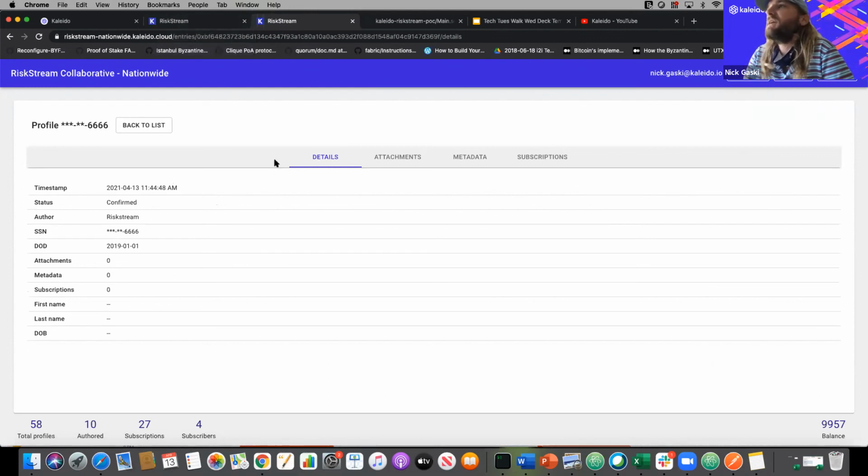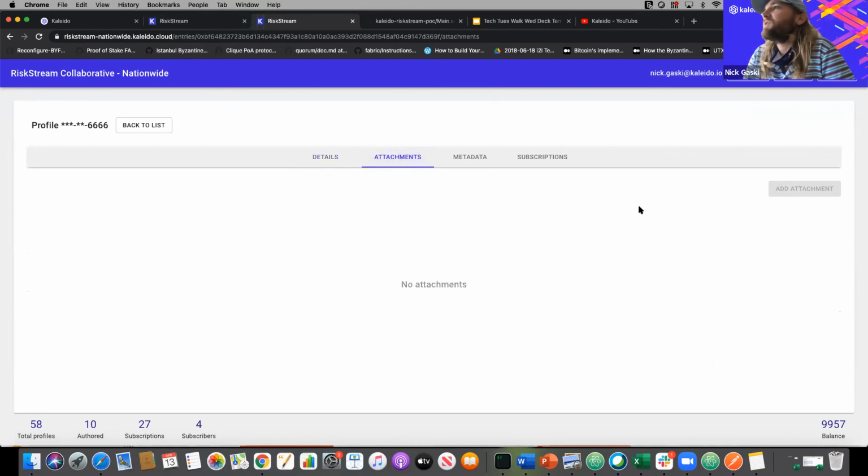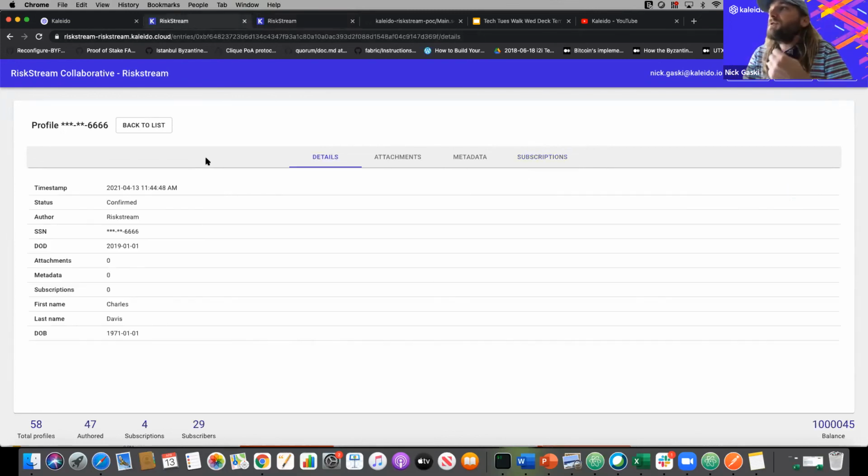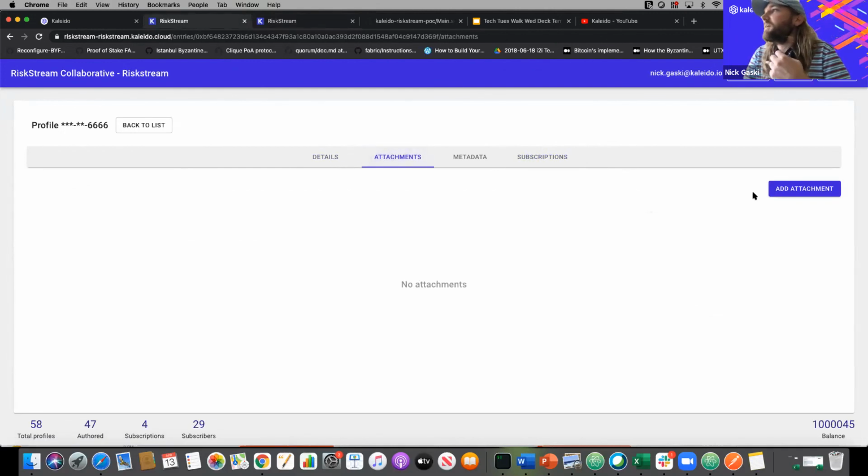We see here as Nationwide that we can't really do much with this, right? Even if there was an attachment, I wouldn't have the ability to try to purchase it, right? I can't see any of the available metadata, and I haven't subscribed to it. So subscribe is going to be the first core action that we need to take. Once I subscribe, then I'll be able to purchase an attachment. So let's go back to RiskStream, and let's go ahead and just add an attachment.